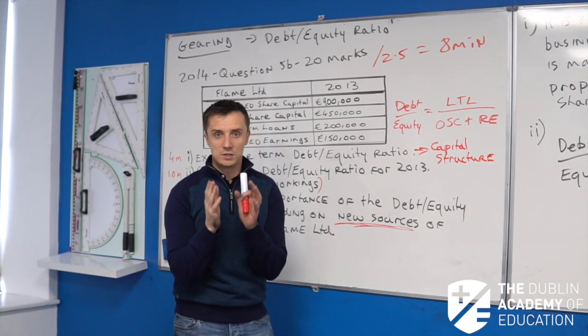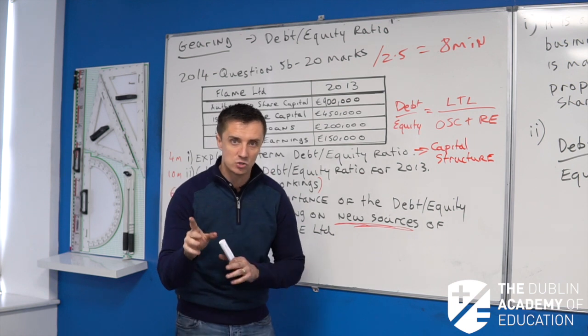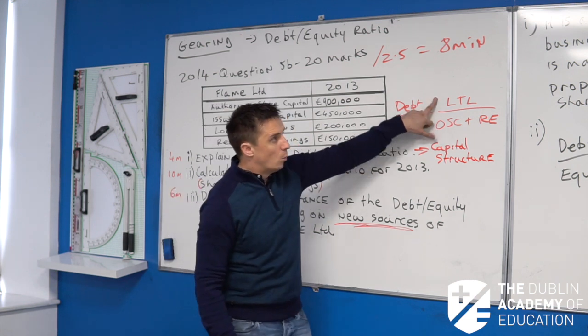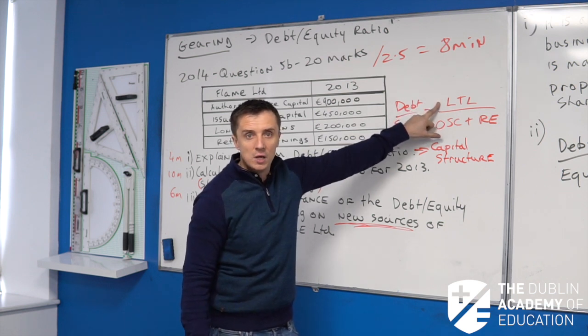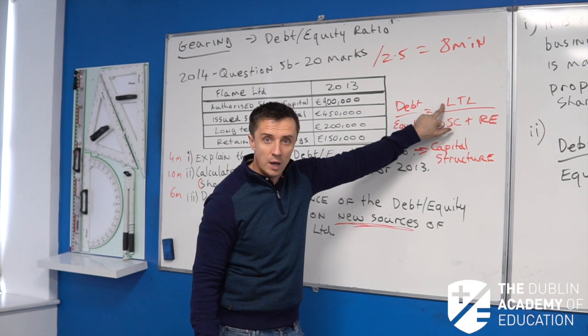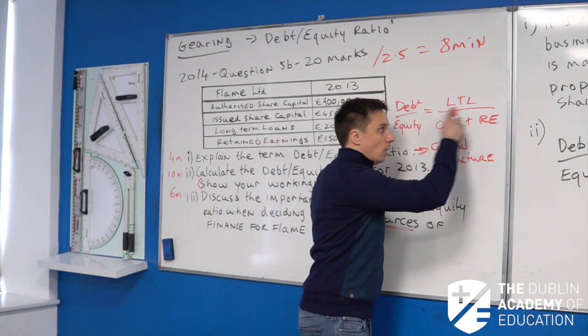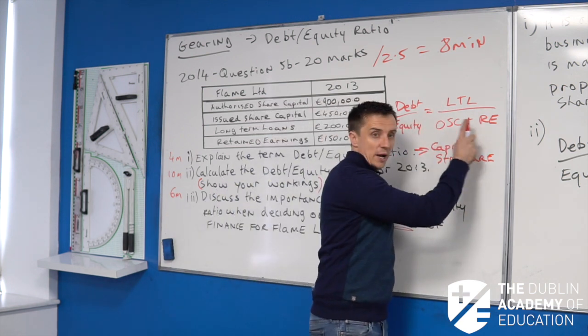But first thing is the debt equity ratio is an analysis of the capital structure of the business. It shows us what proportion of capital, don't worry about the word capital, it's just a fancy word for money, right? It shows what proportion of capital is made up from long-term loans, and also what proportion of capital is made up from ordinary shares and retained earnings.